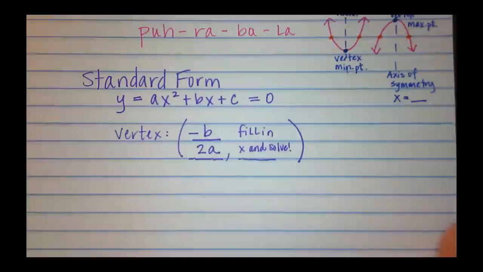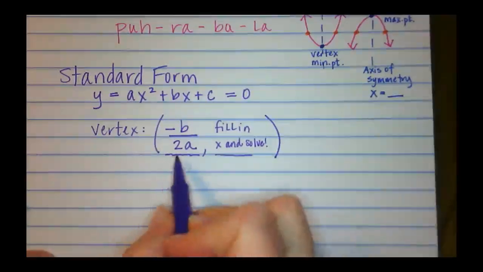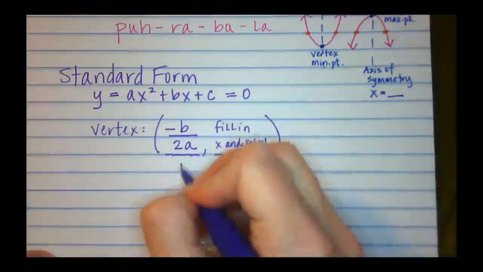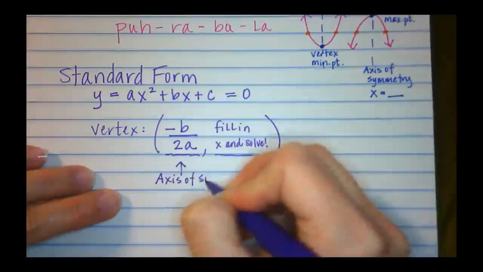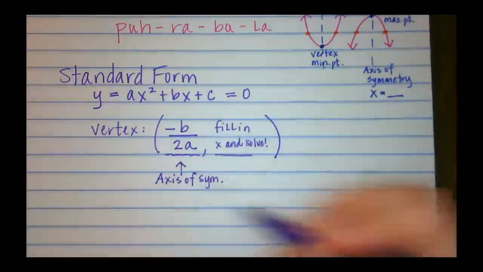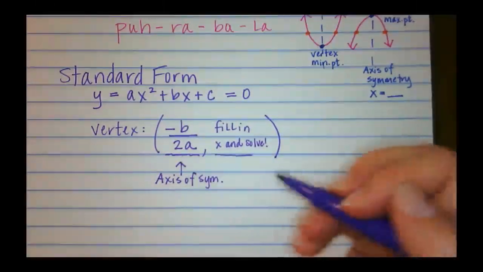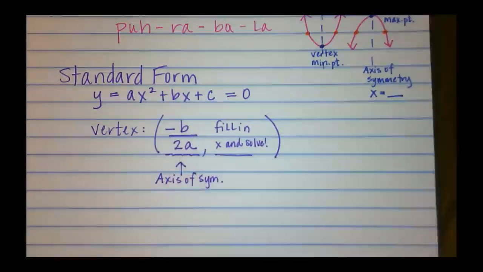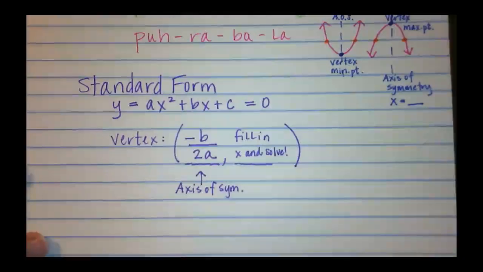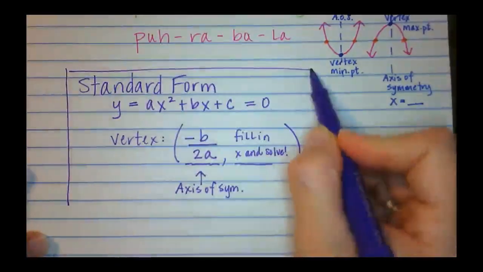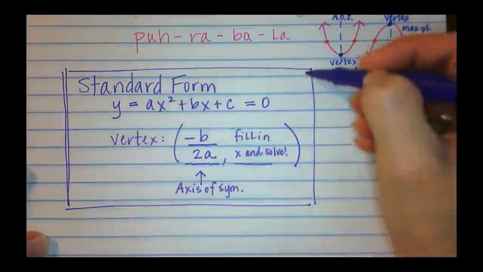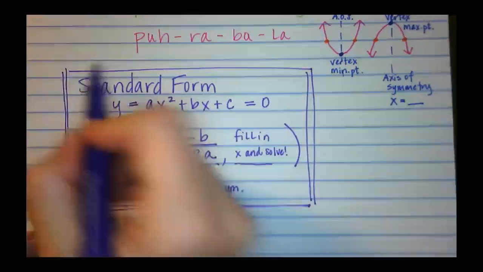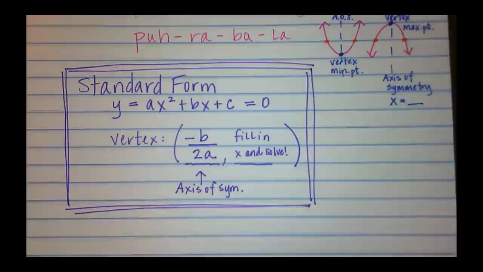Now, what happens every single time is once we know what the vertex is, the axis of symmetry is just that value right there. So this is also going to be our axis of symmetry. So what we'll do is once we know what x is, the axis of symmetry is just going to be x equals that number. So that's what we do for standard form. So if your equation is in standard form, this is what you're going to do in order to get the vertex and axis of symmetry.